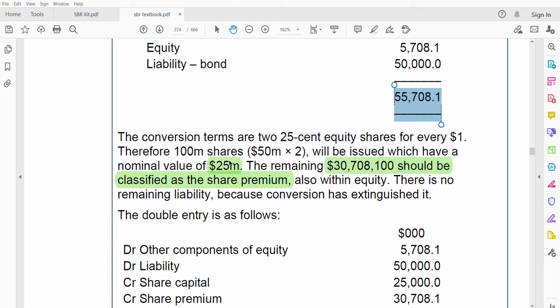First, always you start with the number of shares, that is 100 million. Then you find the nominal value, which is 25 million because 25 cents into 100. Then this 25 you deduct from this. Why are you deducting 25 from this? To get share premium. So the balance 3708 should be classified as share premium and it will be within equity. There is no remaining liability because conversion has extinguished it, right?